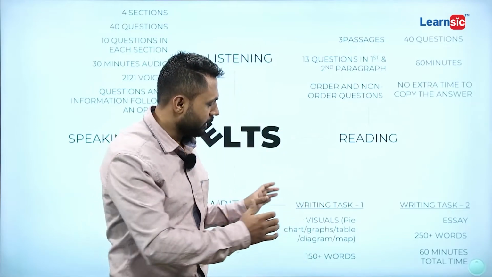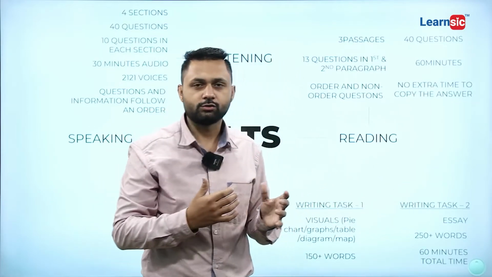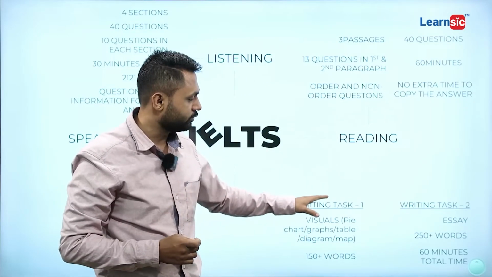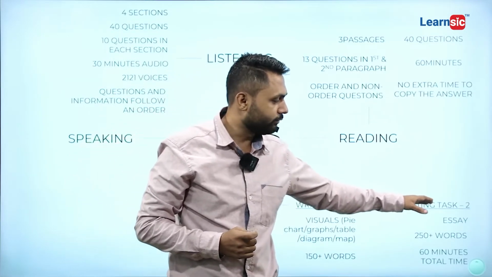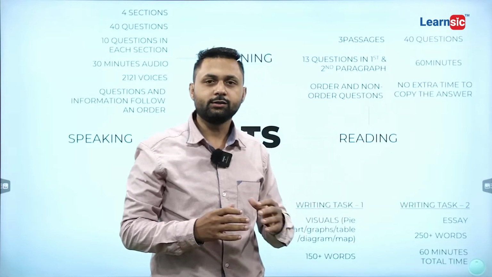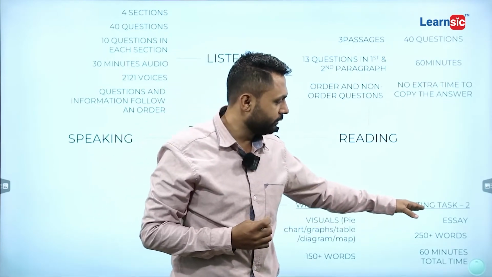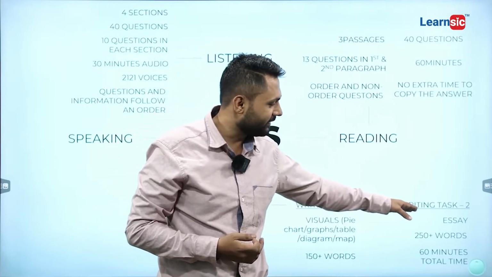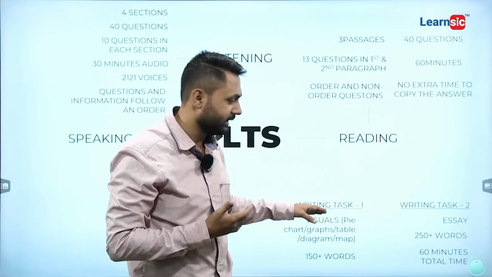Okay. And altogether for writing task 1 and writing task 2 you have 60 minutes. It is recommended that you spend 20 minutes for writing task 1 and 40 minutes for writing task 2, and it is also recommended that you begin with writing task 2 and later on go to writing task 1, because this carries more marks than this.